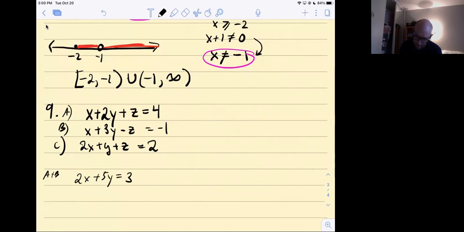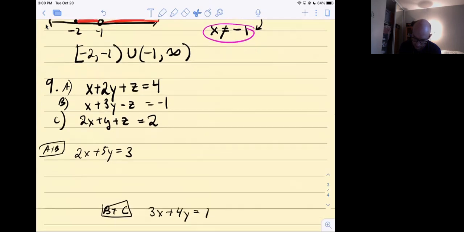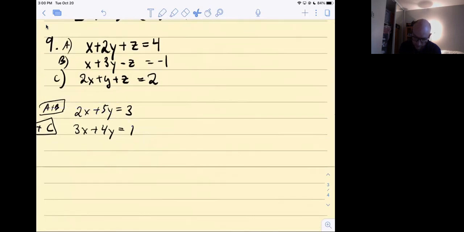And then B plus C is going to be 3x plus 4y is equal to 1. I don't know why I wrote it that way. Let me see, 3x plus 4y is equal to 1. Yeah. Okay.